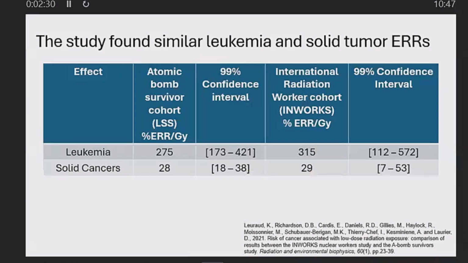Well, they found basically very similar numbers actually to the atomic bomb survivor cohorts. It's actually very surprising. You'd think that the numbers would be different, but percent ERRs, leukemia and solid cancers. Here's the atomic bomb survivor cohort, and here's the INWORKS cohort. And these numbers are very, very similar, right? Especially for solid cancers.